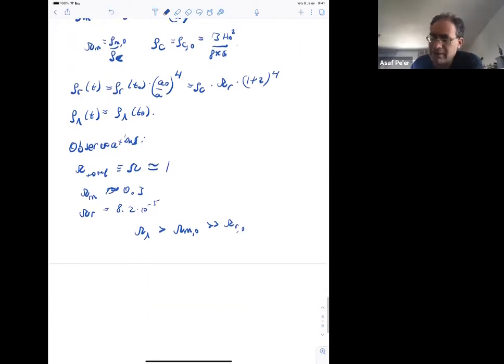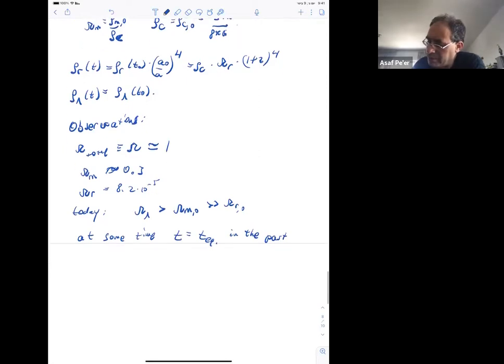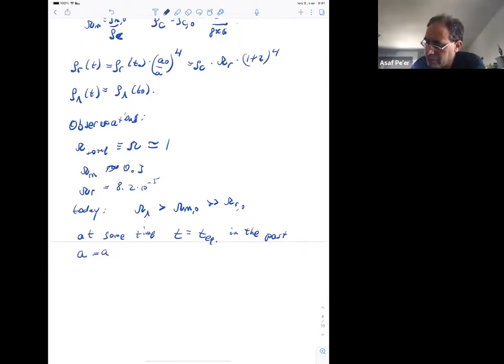And it's pretty easy to know when it was. We call it t equilibration. So this is today, and at some time t, which is t equilibration, in the past, with the corresponding scale factor a equilibration, or redshift z equilibration, radiation and matter had equal energy densities.